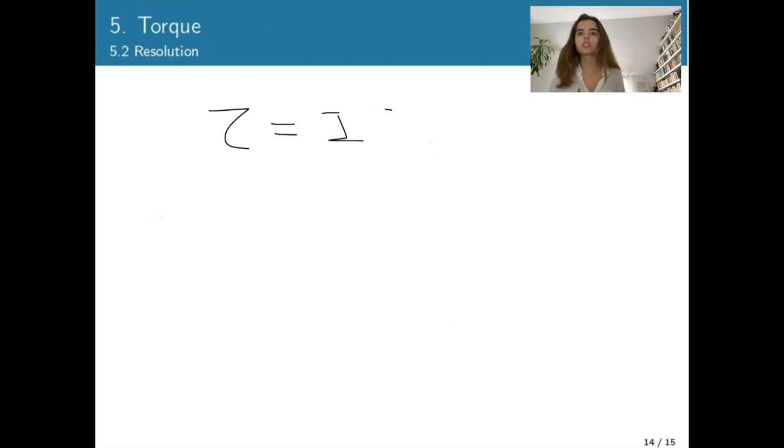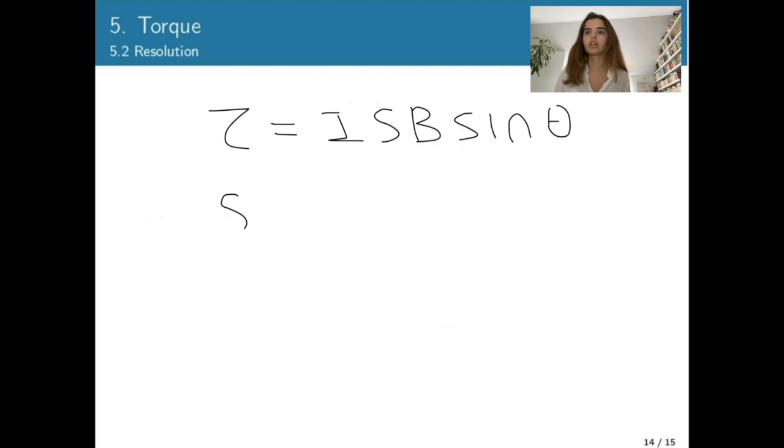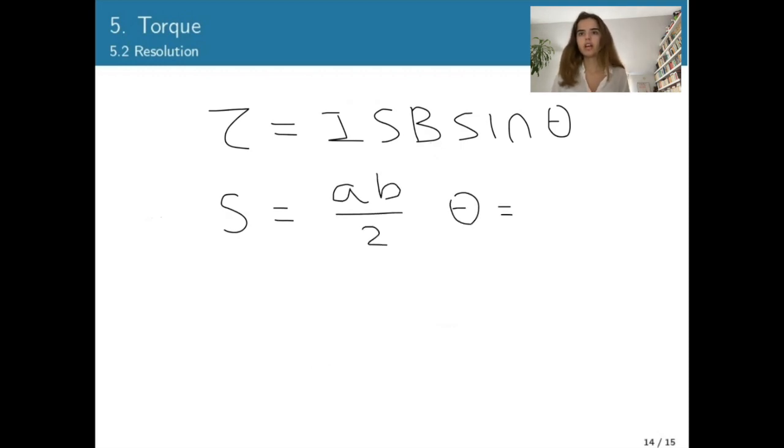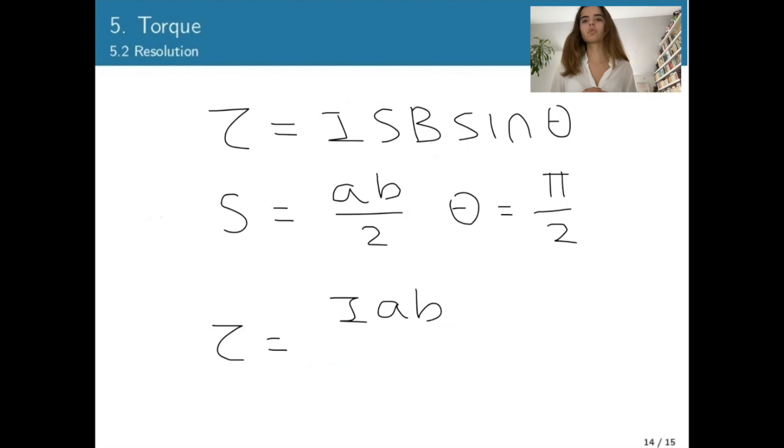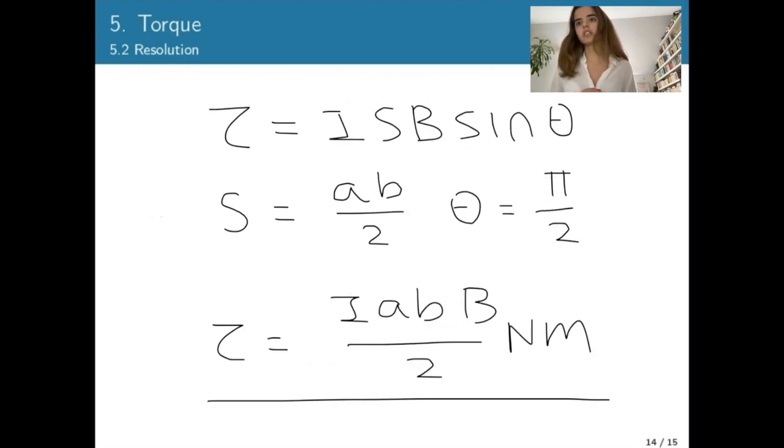Okay, so we know that the torque's modulus is intensity times the area of the triangle times the field and sine of theta. The area will be ab halves and theta will be pi halves as the magnetic dipole moment and the field are perpendicular. So we get that the torque will be intensity times the area times the field, newtons per meter.